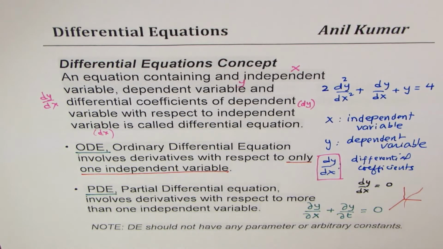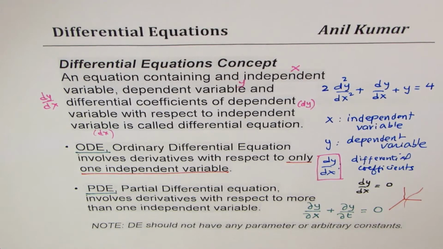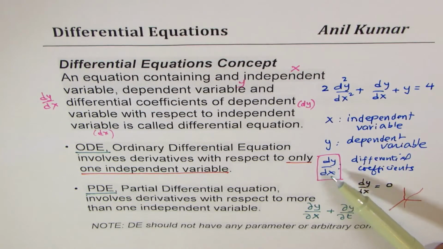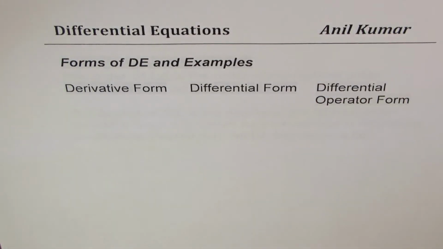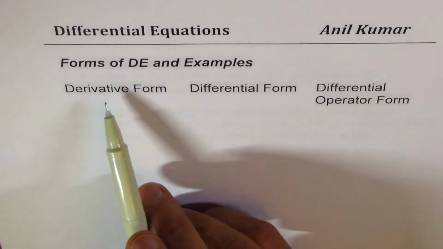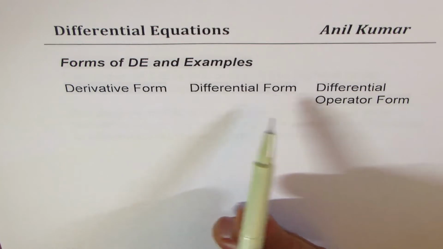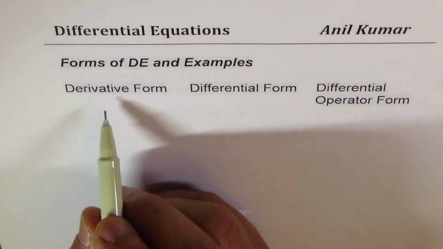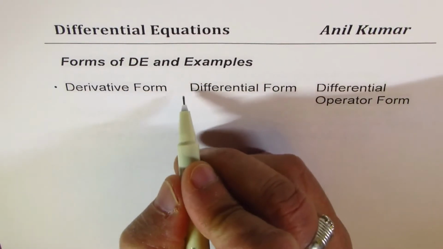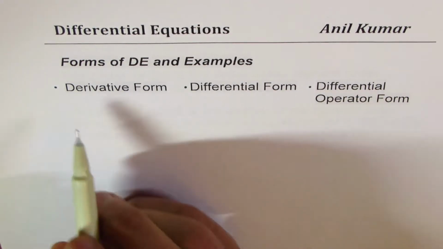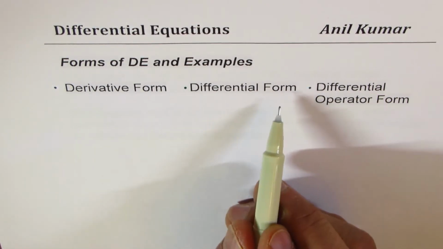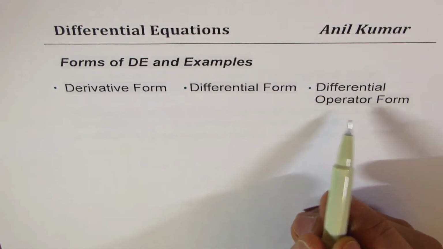So those of you who are getting confused because of derivatives, you could think of it as a rate of change with respect to the independent variable x. Okay, let's move on and take a few examples now. Here we'll talk about forms of differential equations. I may write an equation in very different forms. There are three basic forms: derivative form, differential form, and differential operator form.